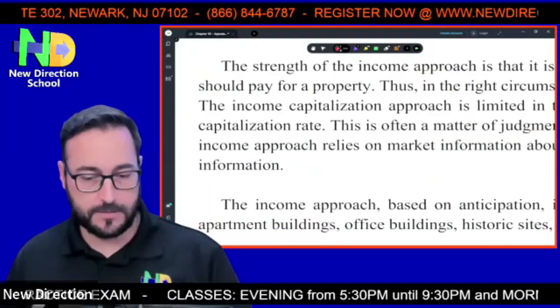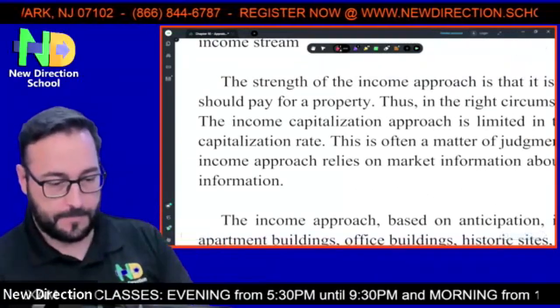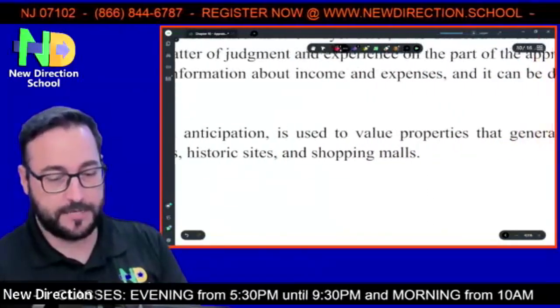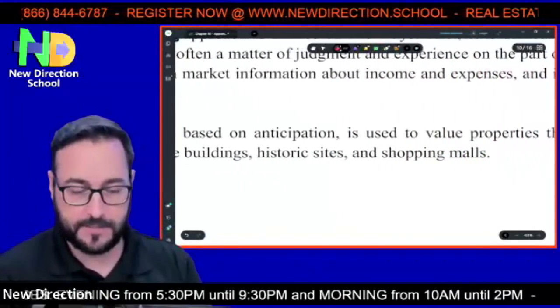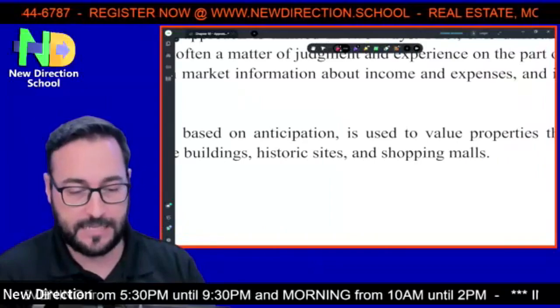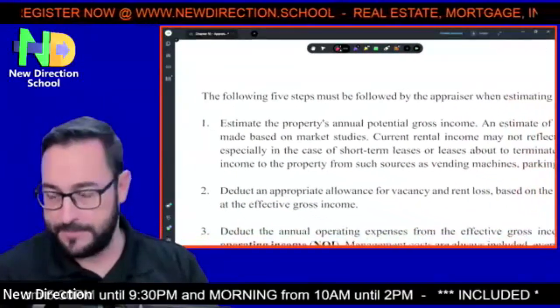All right. So the income approach based on anticipation is used to value properties that generate income, such as apartment buildings, office buildings, historic sites, and shopping malls. Anything that generates income. These are the following steps to estimate value using the income approach.